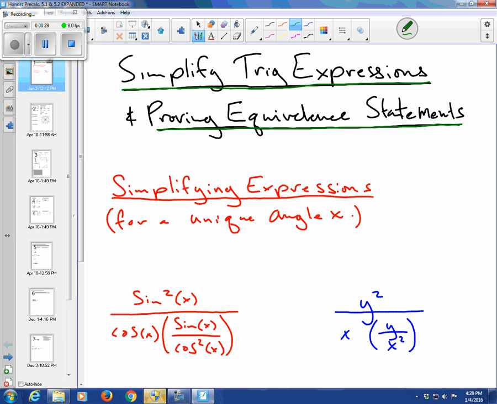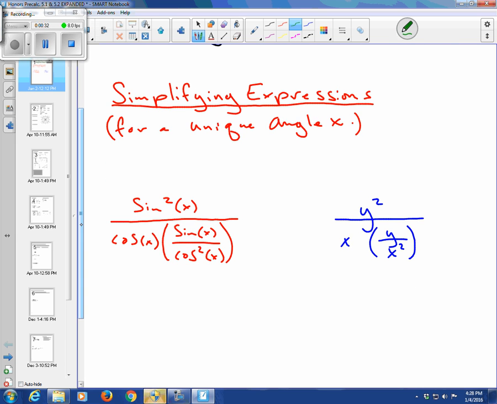So what do we mean when we talk about trig expressions? Well, with trig expressions, basically we're looking at expressions that are multiplying, dividing, adding, or subtracting trig functions. We've got an example of a trig expression right here. Here we're only multiplying and dividing, but we could be adding and subtracting as well.